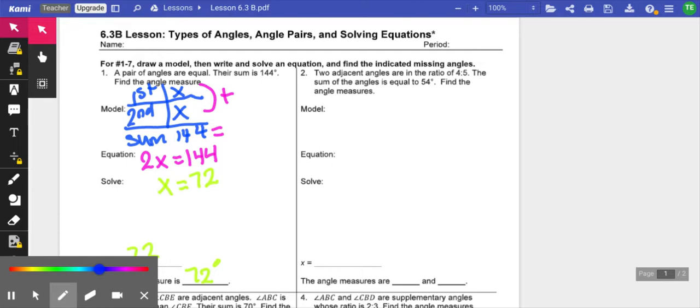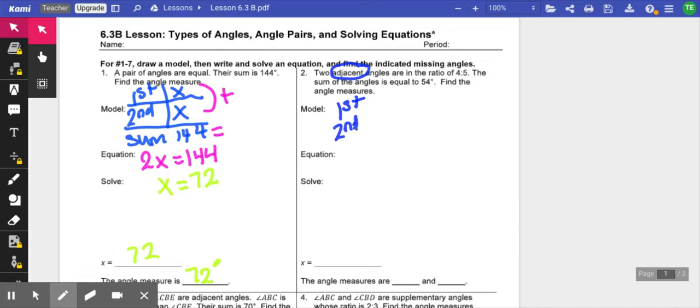Two adjacent angles are in a ratio of 4 to 5. The sum of the angles is equal to 54 degrees. Find the angle measures. So adjacent just means next to each other. So that's not going to really help with our picture. We're just going to go ahead and make a chart. I've got two angles, first, second. Adjacent just means they share a leg.